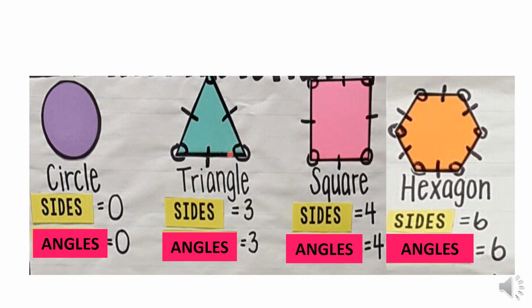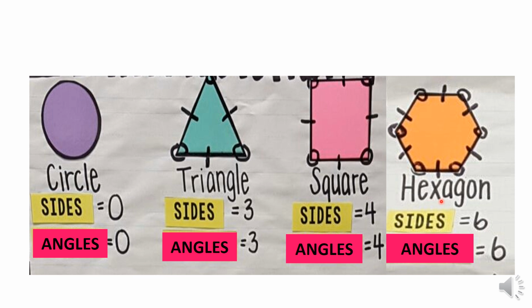Now, what about the triangle? The triangle contains three sides and three angles. These are the sides. This is the first side, the second, and the third. What about the angles? This is the first angle, the second angle, and the third angle. So the triangle contains three sides and three angles. What about the square? The square contains four sides, four angles.